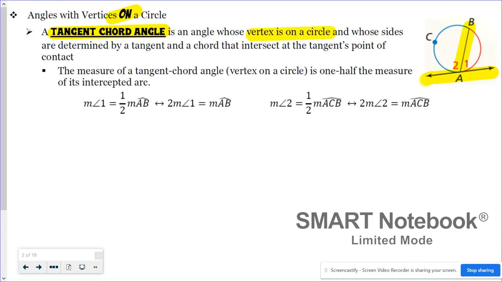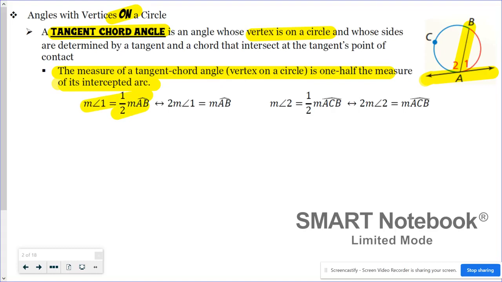Now this tangent chord angle does create an arc. Okay, so like angle 1 creates arc AB. Angle 2 creates arc ACB. Bottom line is, the measure of a tangent chord angle, whose vertex is on the circle, is 1/2 the measure of its intercepted arc. So we can say that the measure of angle 1 is half the measure of arc AB.